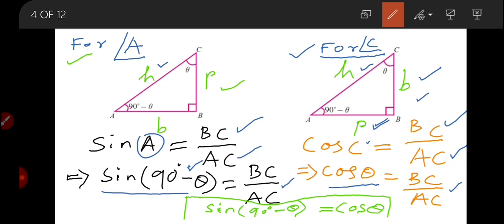So now you compare this equation and this equation, equations 1 and 2. You see the right sides are equal. So we can write that the left sides are also equal. So sin of 90 degrees minus theta is equal to cos theta. Okay.